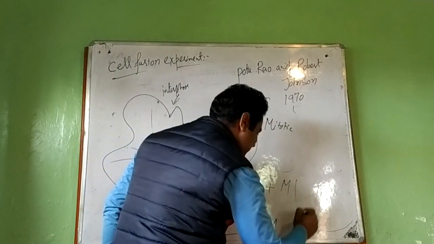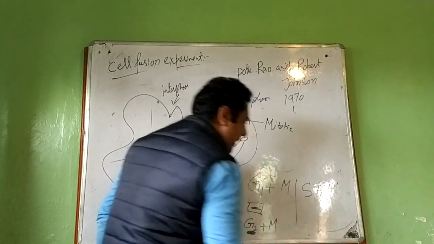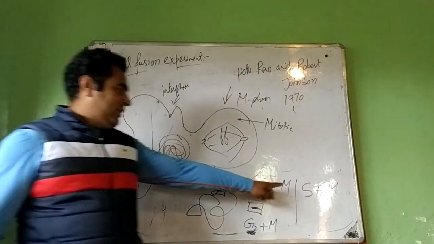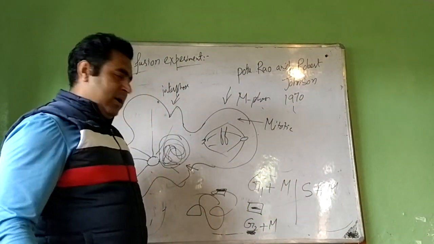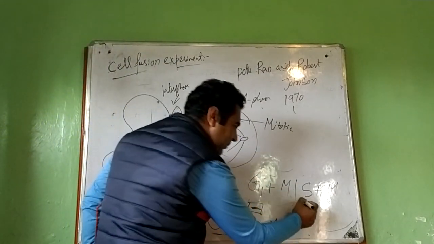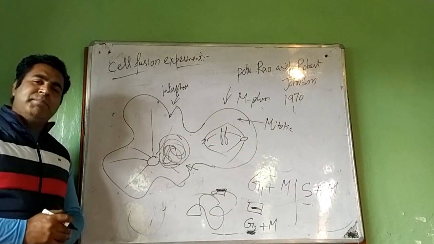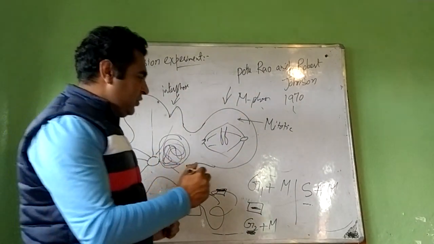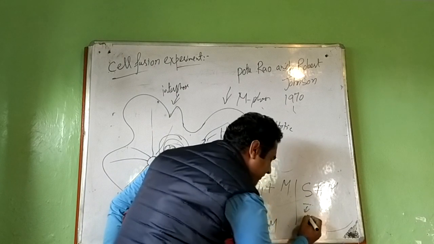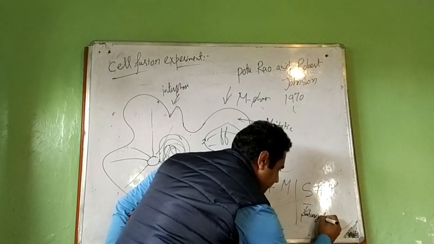One more experiment was with S phase, which is also part of interphase. If we fuse S phase DNA with M phase cytoplasm, here also compaction takes place, but during the process of compaction, DNA is breaking into small pieces, small DNA fragments. That's called pulverization.